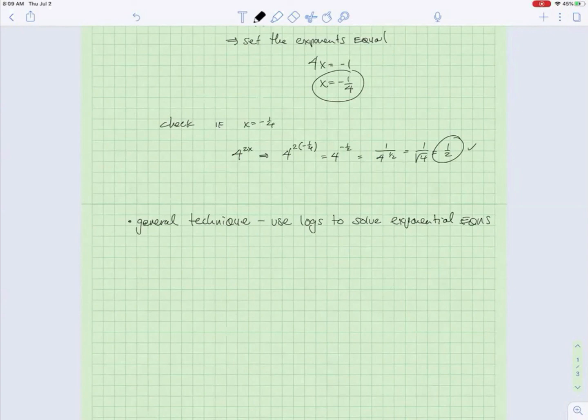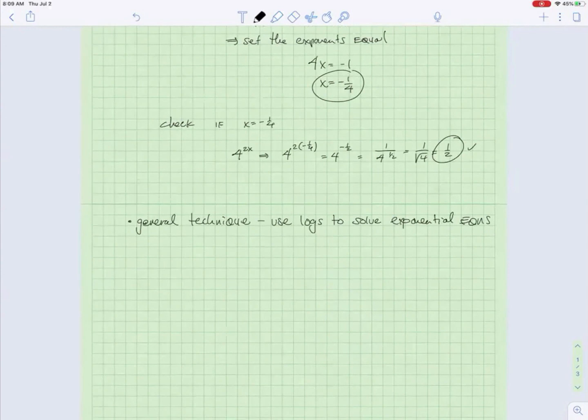Use logs to solve exponential equations. This is a pretty straightforward idea since exponentials and logs are inverses. If you want to undo a square, you use a square root. If you want to undo multiplication, you use division. If you want to undo subtraction, you use addition.